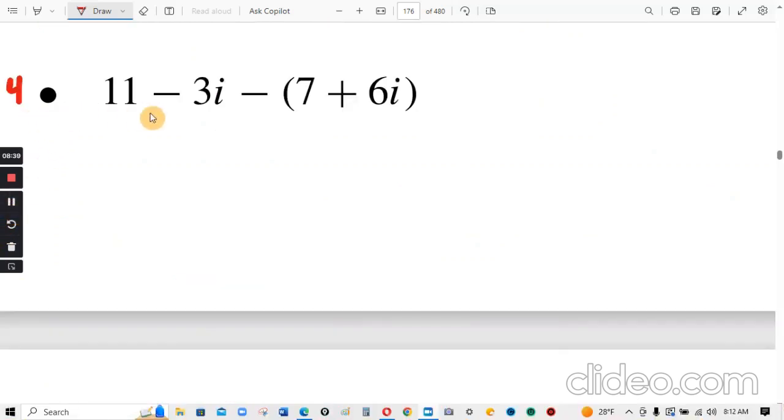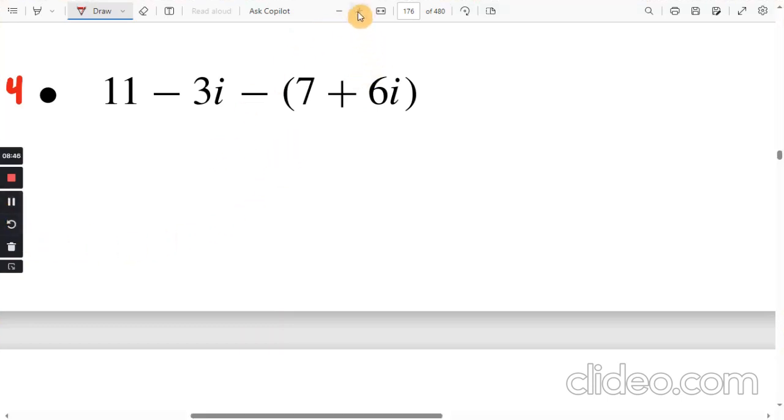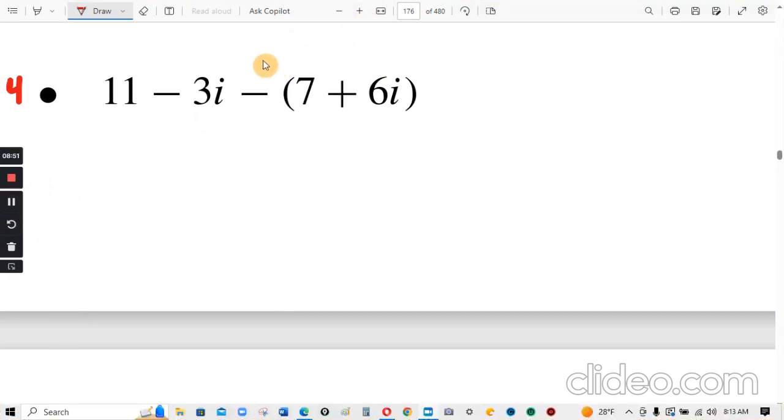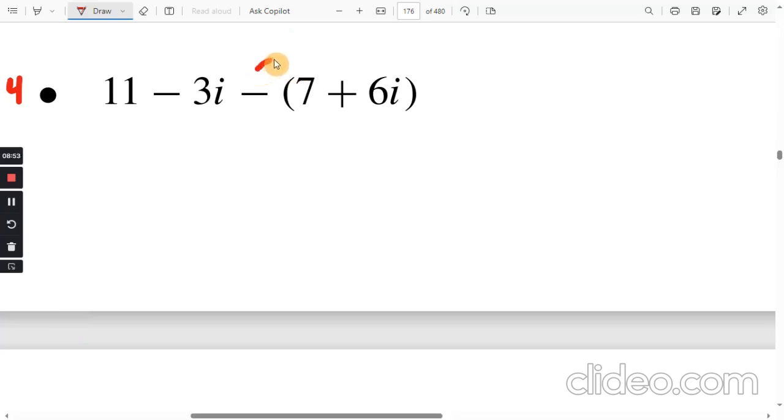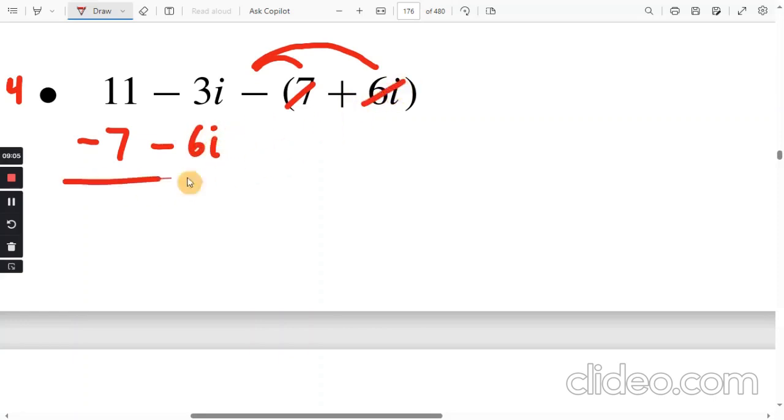All right, simple one here, example 4. Please try it. All right, only step here is to distribute the negative. So let's see, we'll do the real first. Negative distributed to the 7, that's negative 7. I'm going to write it underneath. And then negative times 6i is negative 6i. I'll write it underneath. 11 minus 7 is 4. Negative 3 and negative 6i is negative 9i. Pretty simple.